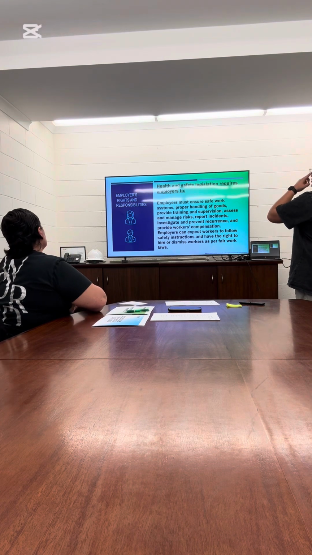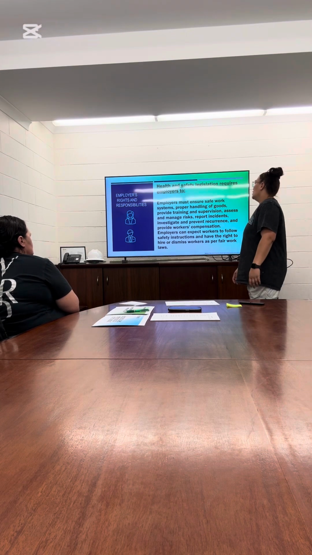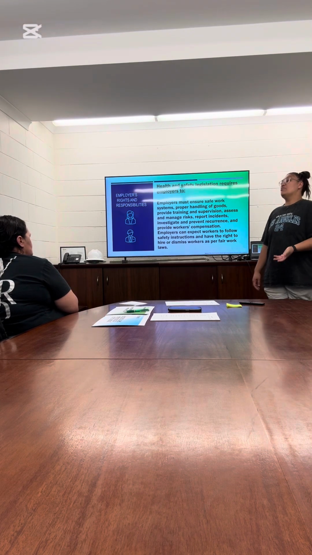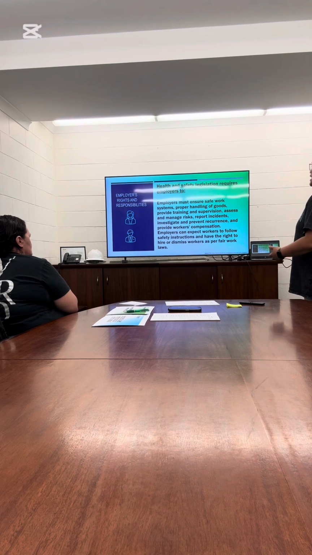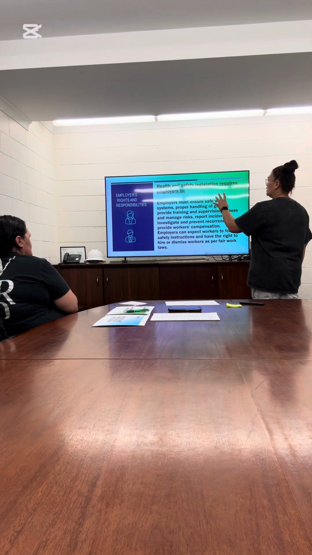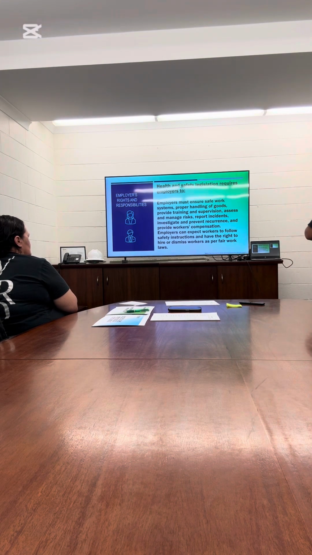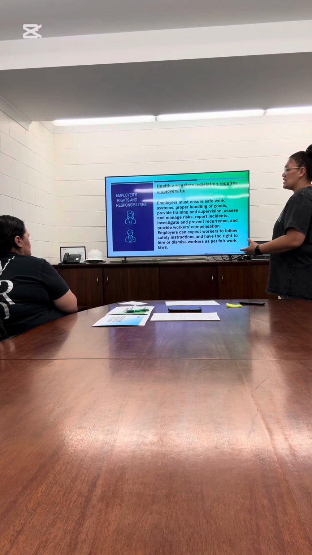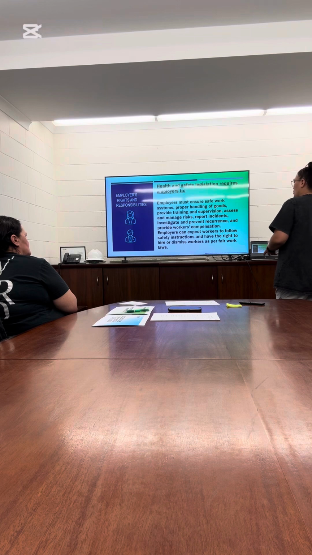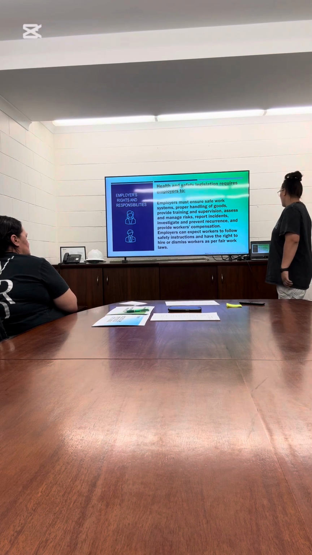So health and safety legislation requires employers to meet their rights and responsibilities. Employers must ensure safe work systems, proper handling of goods, provide training and supervision, and assess and manage risk. This is what they have to provide you with. They've also got to report incidents, investigate and prevent reoccurrence, and provide workers compensation. Employers can expect workers to follow safety instructions and have the right to hire or dismiss workers as per Fair Work laws.